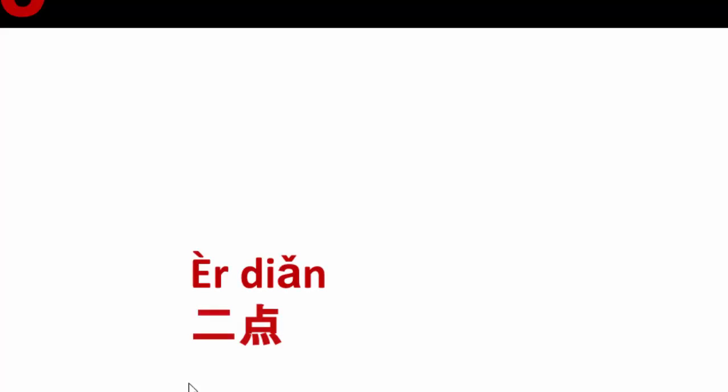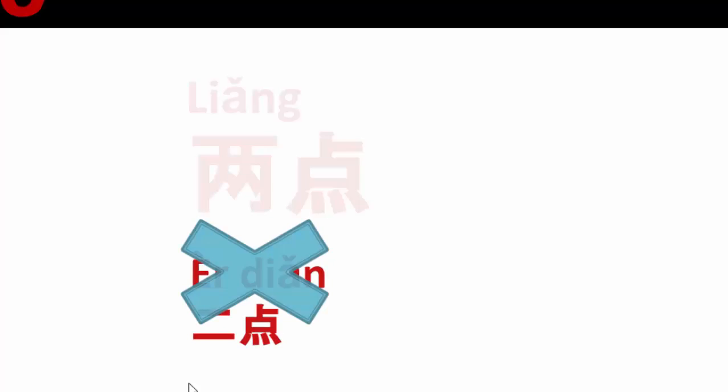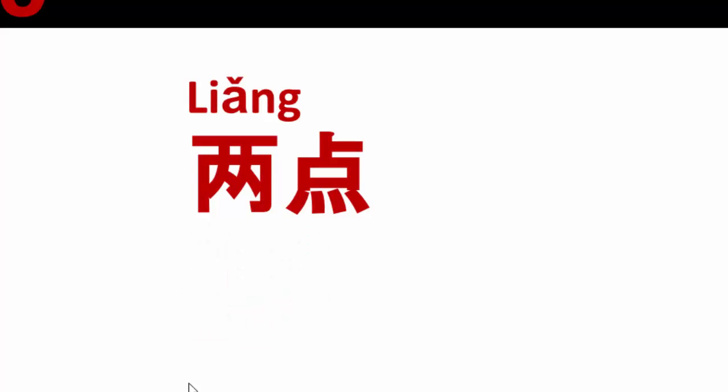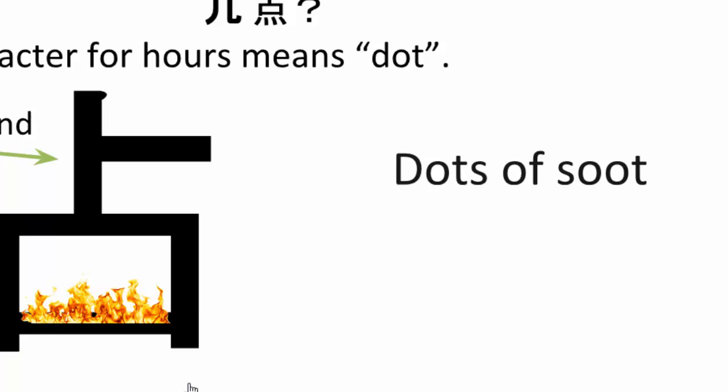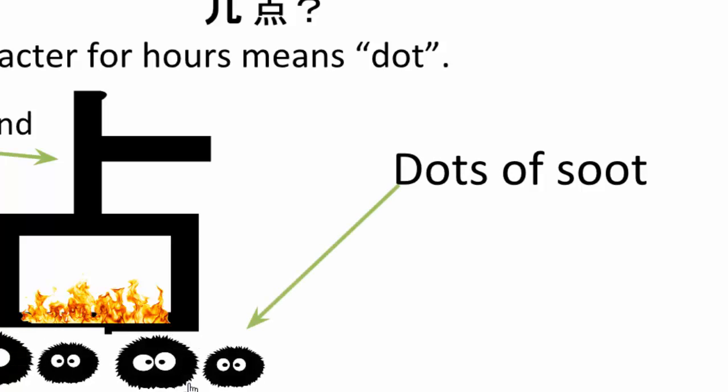The only tricky part of saying the time in Chinese is 2 o'clock. We don't say 2点. We're going to say 2点 for 2 o'clock. The character for 点, hours, can also mean dots, and it comes from a picture of a fireplace and a chimney. And the 4 dots on the bottom, which is the fire radical, were originally indicated dots of soot.